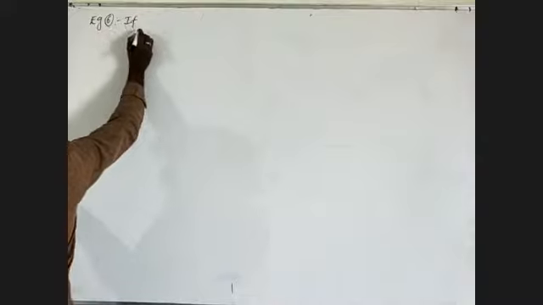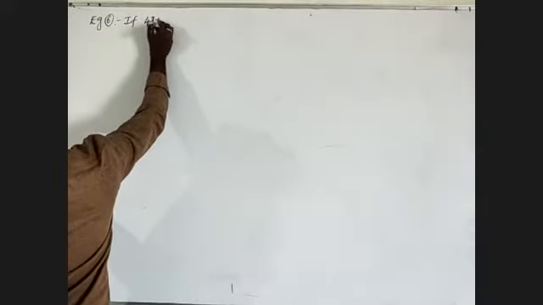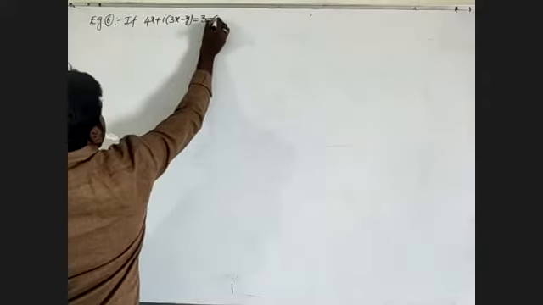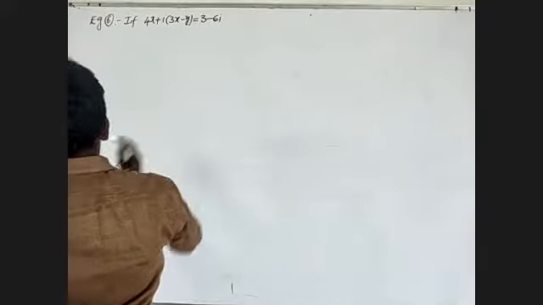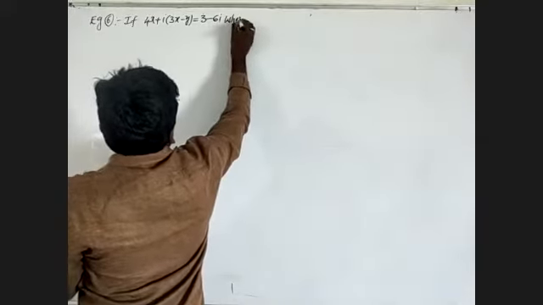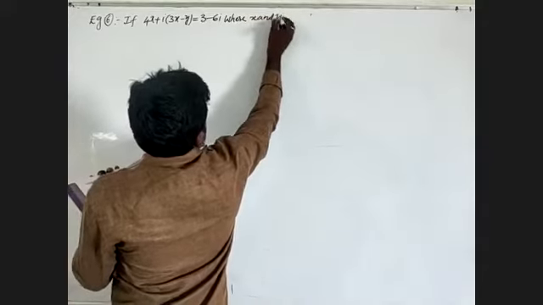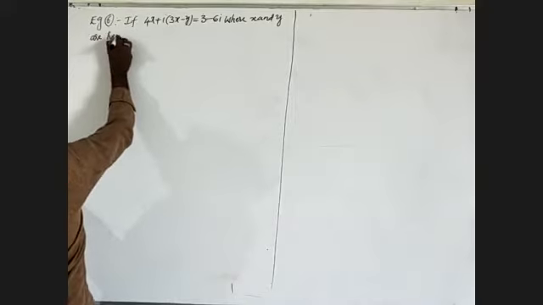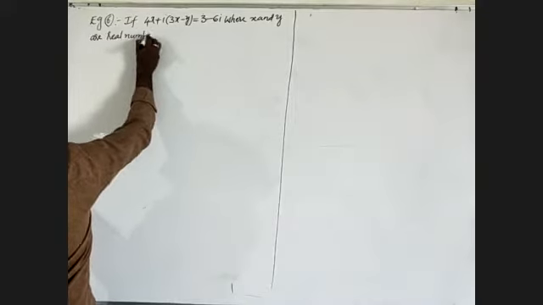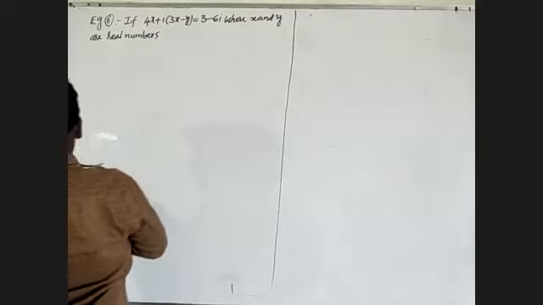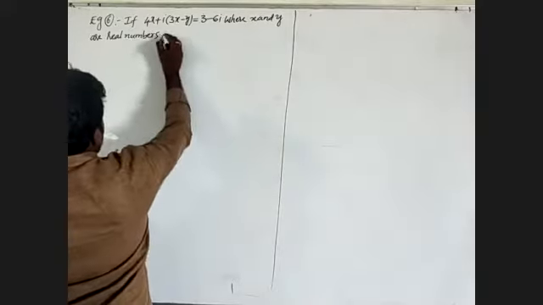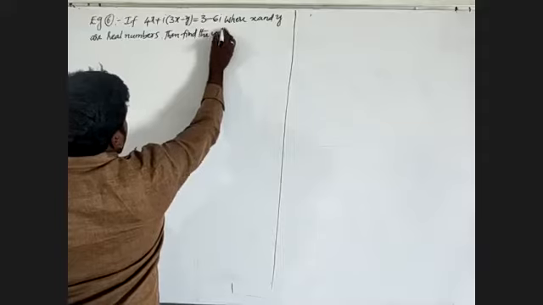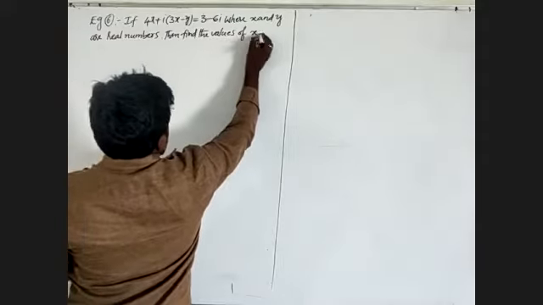If 4x plus i into (3x minus y) is equal to 3 minus 6i, where x and y are real numbers, then find the values of x and y.